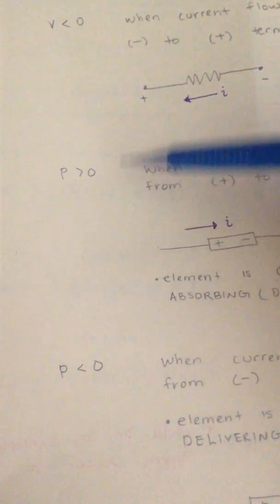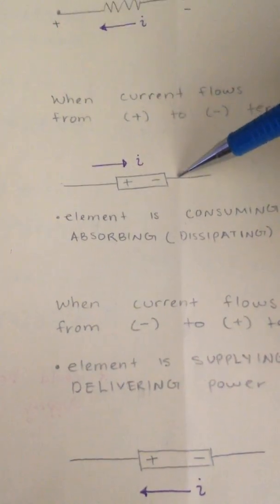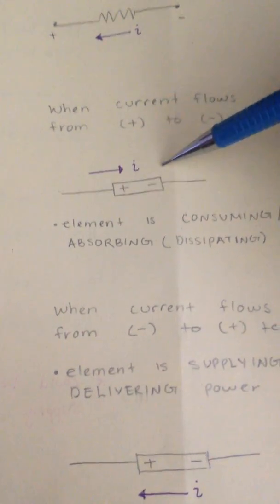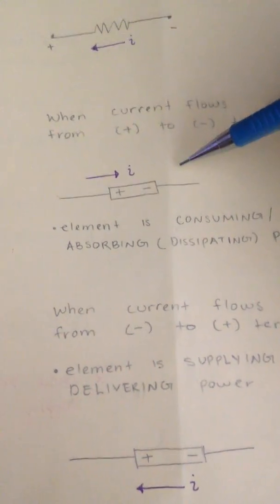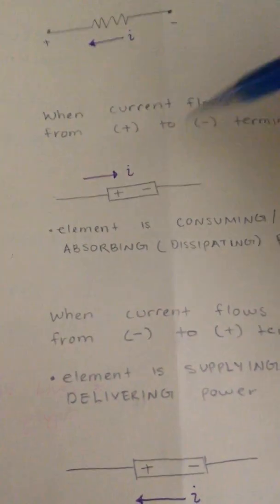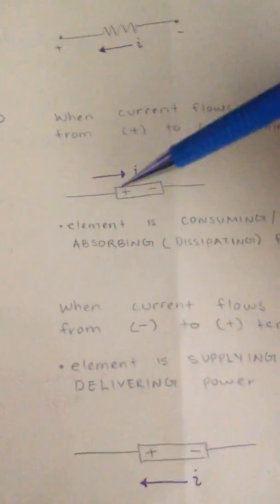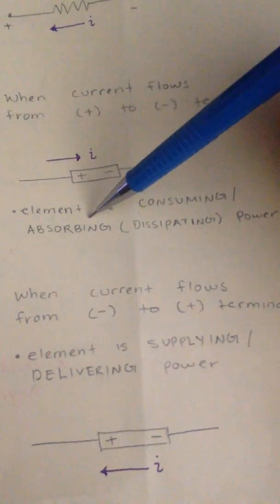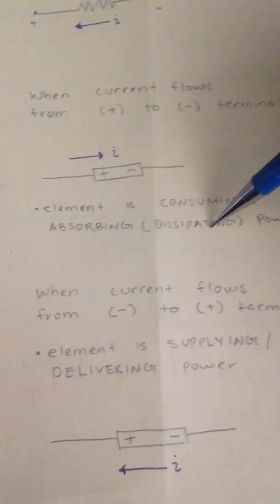In the case where the power is positive, that means that the current has to be flowing from positive to negative. Now, if the current is going from positive to negative, then that means that the sign for the power formula is going to be positive. Now, when power is positive, the element is going to be consuming, absorbing, or dissipating power. All these words mean the same thing.